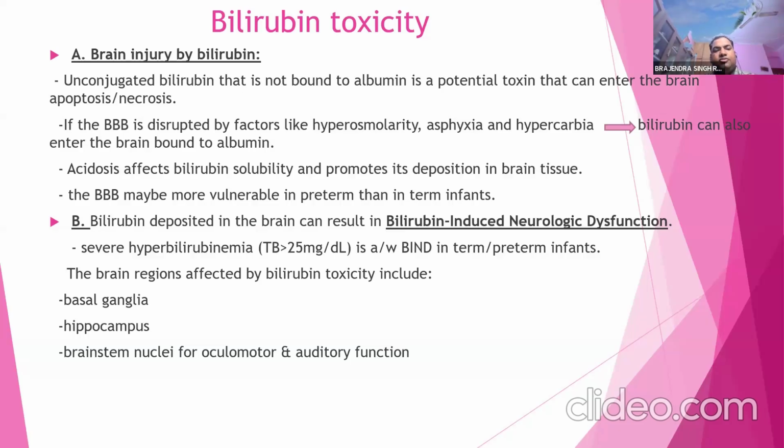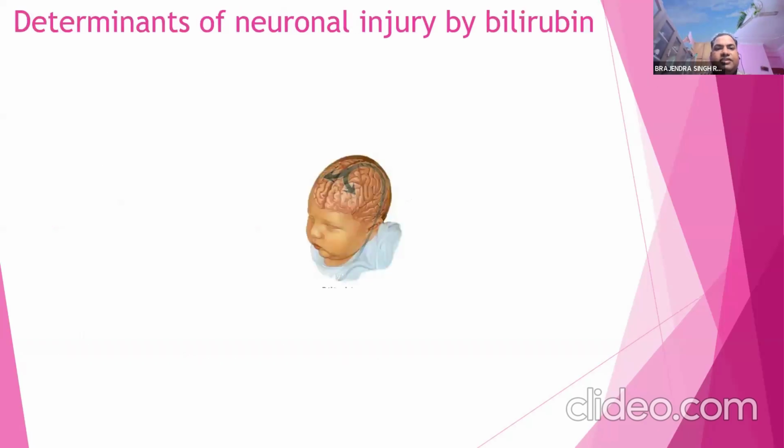Bilirubin deposit in the brain can result in bilirubin-induced neurological deficit. Severe hyperbilirubinemia, more than 25, is associated with BIND in term or preterm infants. The brain regions affected by bilirubin toxicity include the basal ganglia, hippocampus, and brainstem nuclei for oromotor and auditory function.